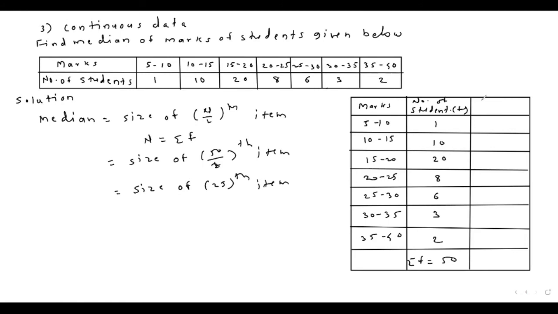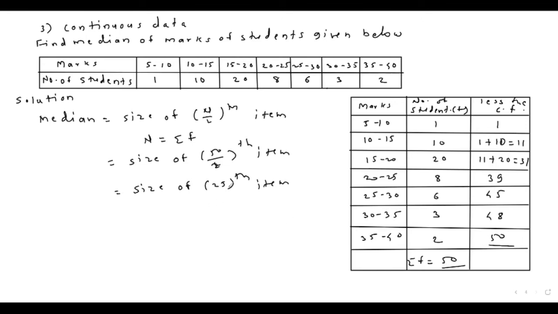Again, we find the less than cumulative frequency. For this, we use the column of frequency, with the first value as it is. Then we add the second frequency to get the second value, 1 plus 10, which is 11. Then the next value is 11 plus 20, that is 31, and so on. The remaining values are 39, 45, 48, and the last value is 50, which is the summation of F.